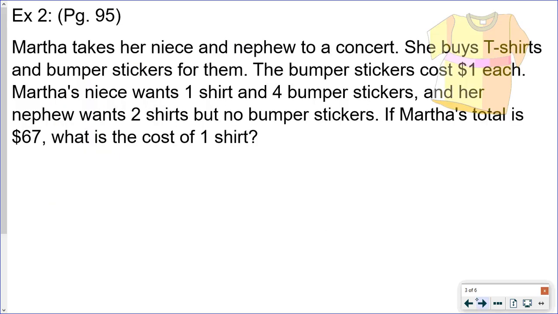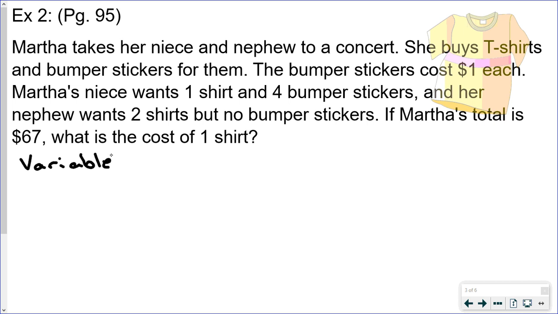All right, let's look at a word problem, everybody's favorite. Martha takes her niece and nephew to a concert. She buys t-shirts and bumper stickers for them. The bumper stickers cost $1 each. Martha's niece wants 1 shirt and 4 bumper stickers, and her nephew wants 2 shirts but no bumper stickers. If Martha's total is $67, what is the cost of 1 shirt? So when I do these, I like to first determine what are my variables.